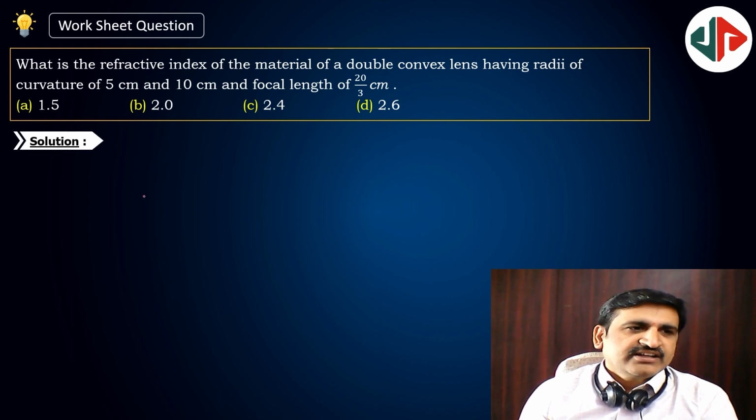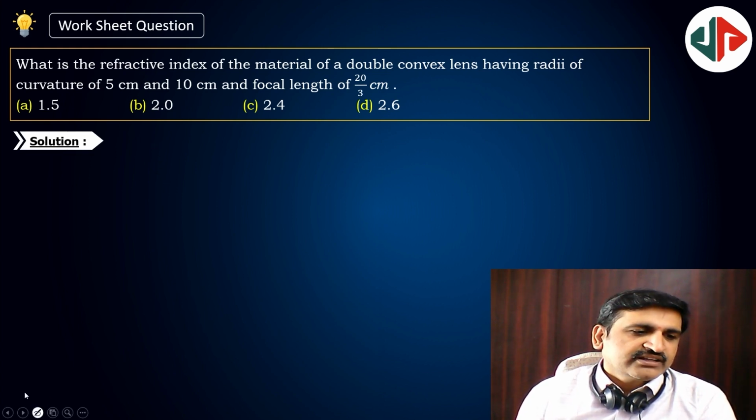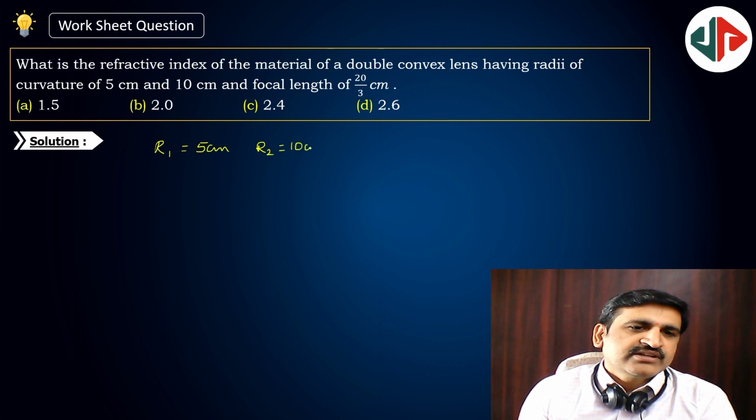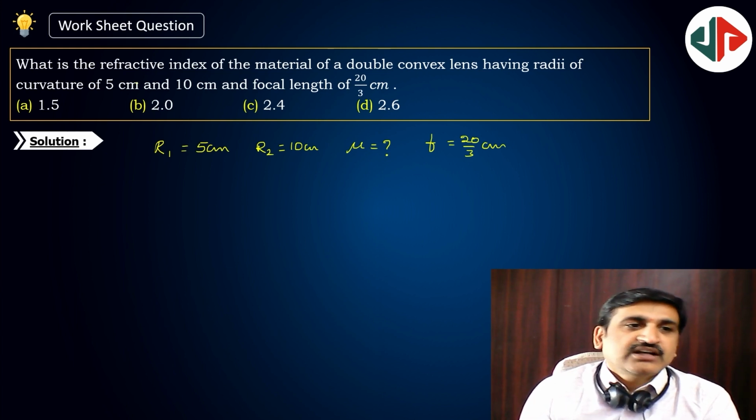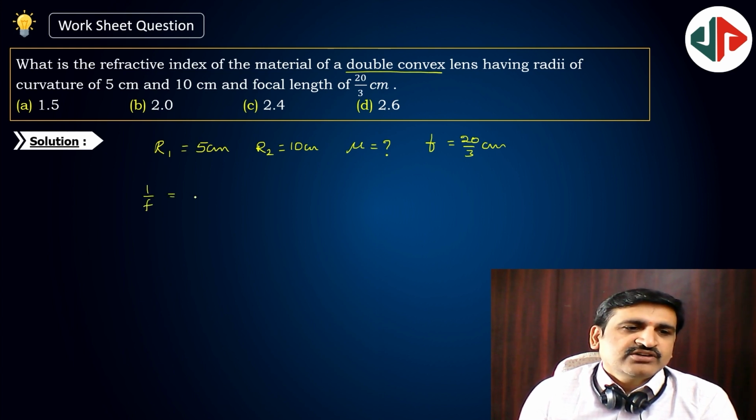Let us write the given data. R1 is equal to 5 cm, R2 is equal to 10 cm, focal length F is equal to 20 by 3 cm, and all are in centimeters, and refractive index we have to find out. We have the double convex formula as 1 by F is equal to mu minus 1 into 1 by R1 plus 1 by R2. This is for double convex.